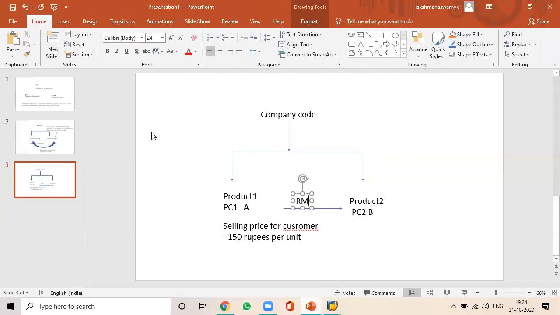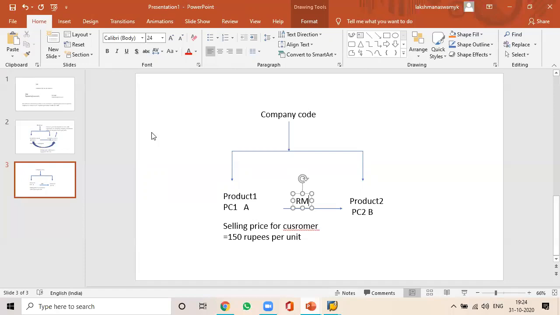Remember, both the products are produced by the same company code, but individual responsibility units. There are separate persons who are responsible for the profitability of the different products. Person A is responsible for the product 1 profitability. Person B is responsible for the product 2 profitability. That's why you have to think from both the persons.